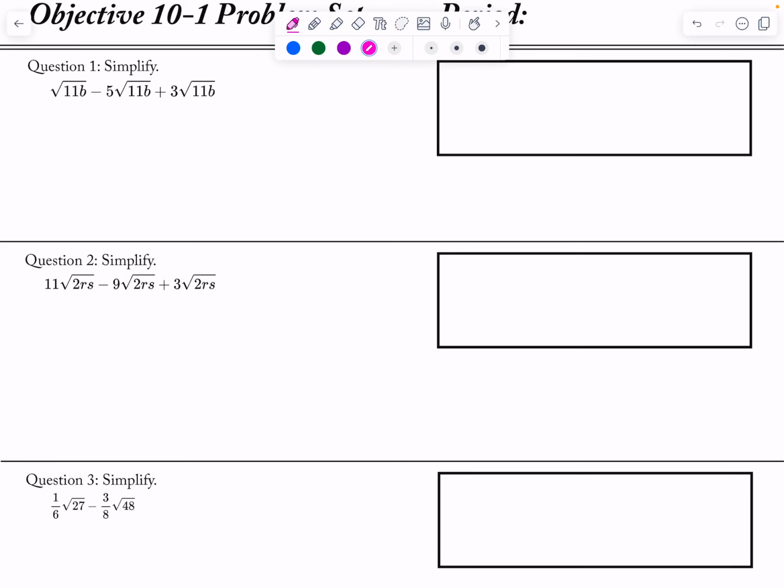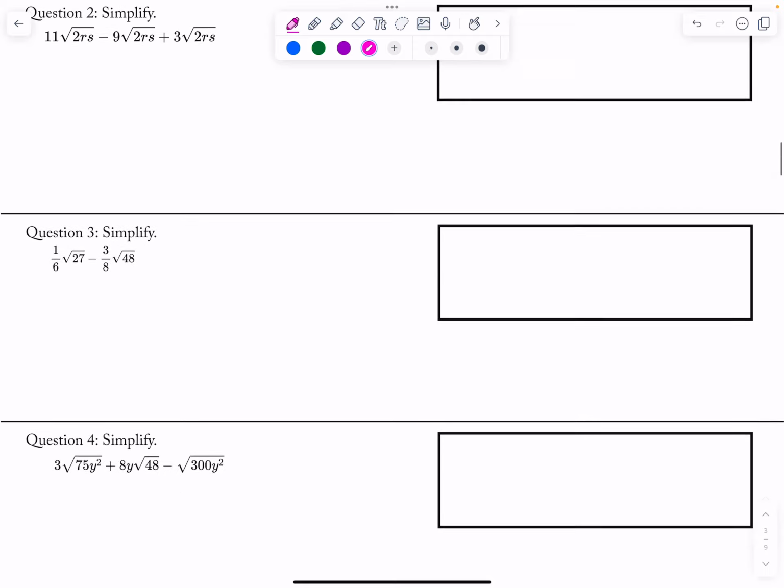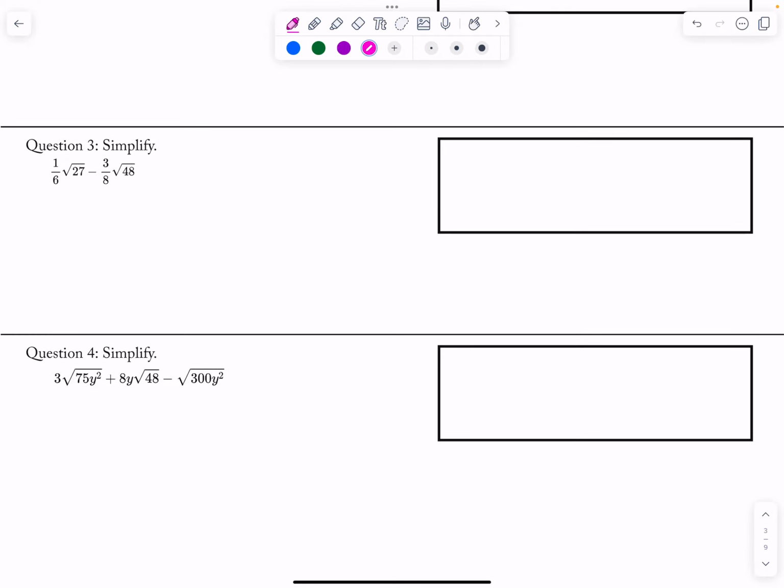So we start off pretty nice with these odd numbered problems. Everybody has a square root of 11b. So I have one of them minus 5 of them gives me negative 4 of them, plus 3 of them gives me a negative 11, square root of 11b. Okay. Now I got to do some simplifying.